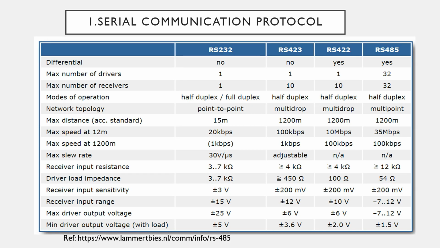This is a data table that I have taken from this website. Here it's written that for RS232 the maximum distance is 15 meters, and for RS423, 422 and 485 it is 1200 meters. That RS423 is normally not used so much. Voltage level for RS232 is plus minus 25, and this is plus minus 6, and minus 7 to 12 volt, and up to 100 kilobit per second for max distance 1200 meter, and for RS232 it is 1 kilobit per second.